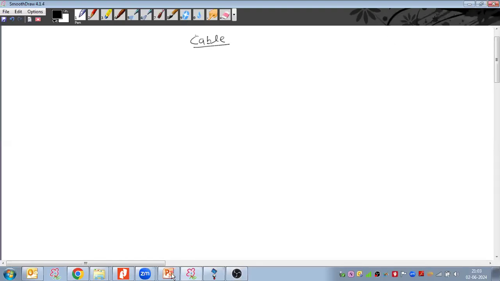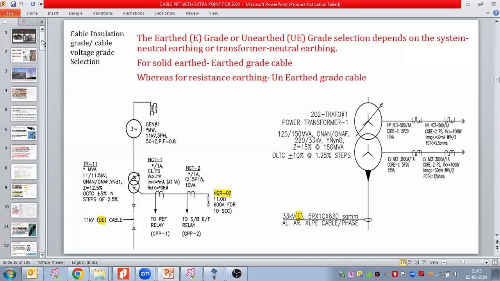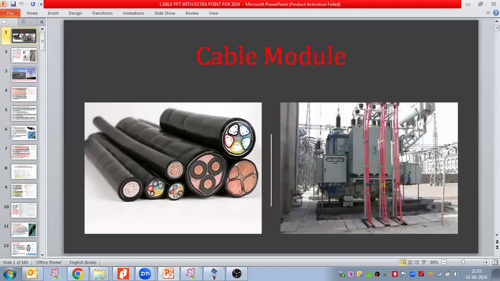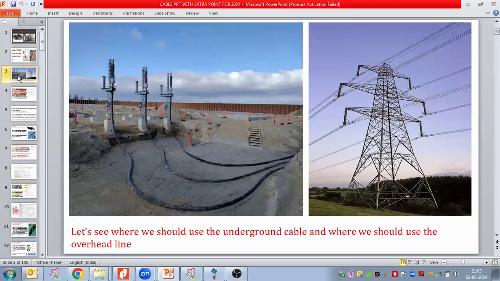So yesterday, let us quickly review what we discussed. Yesterday we started this topic, the cable. We started with the available electricity transportation mediums, and we discussed that there are two mediums available: we can use the overhead transmission line or we can use the underground cable to transmit electrical power from one place to another. We discussed a comparison between the overhead line and the underground cable.